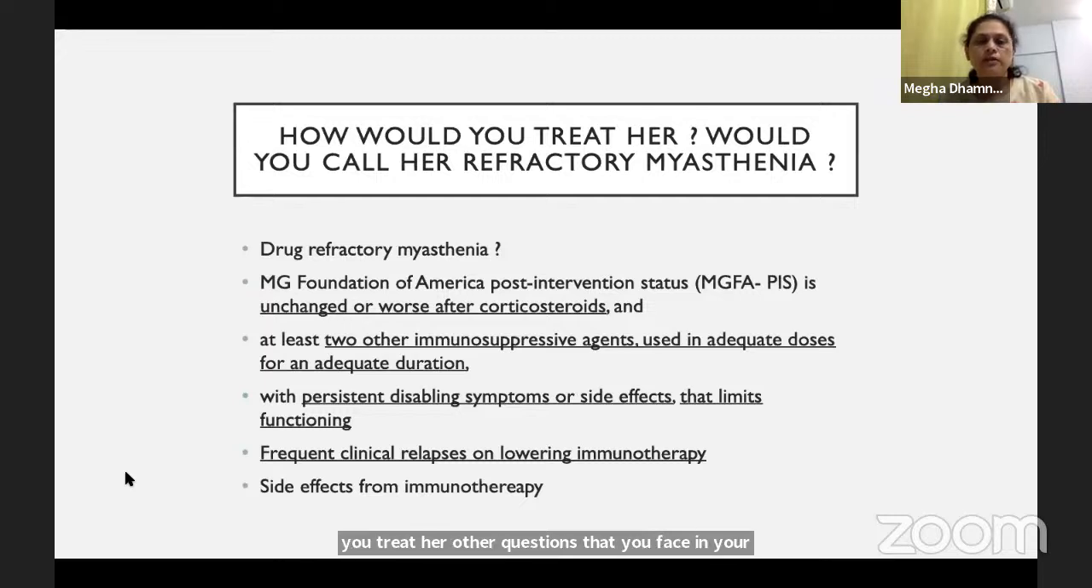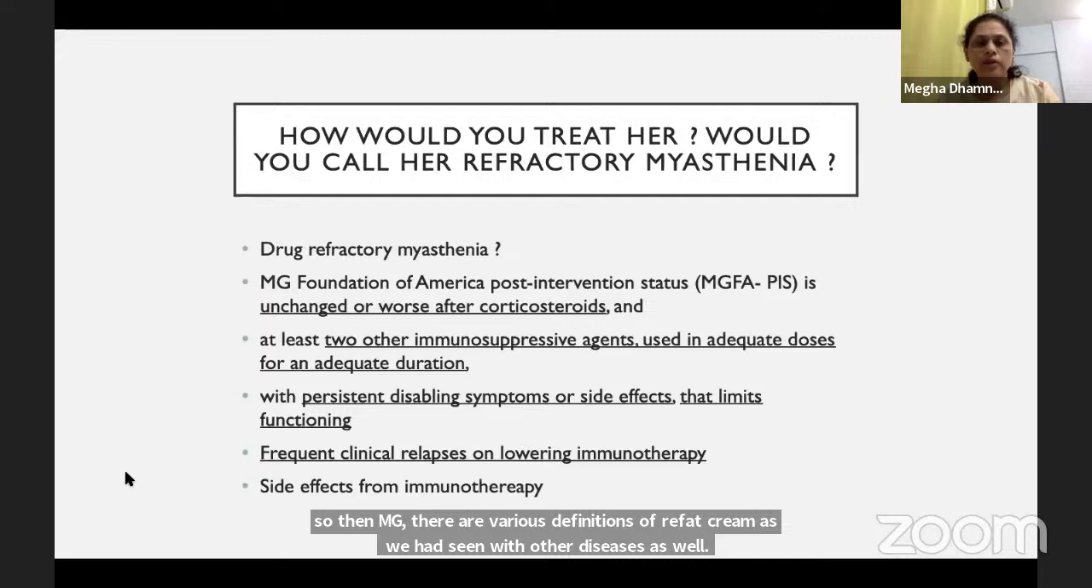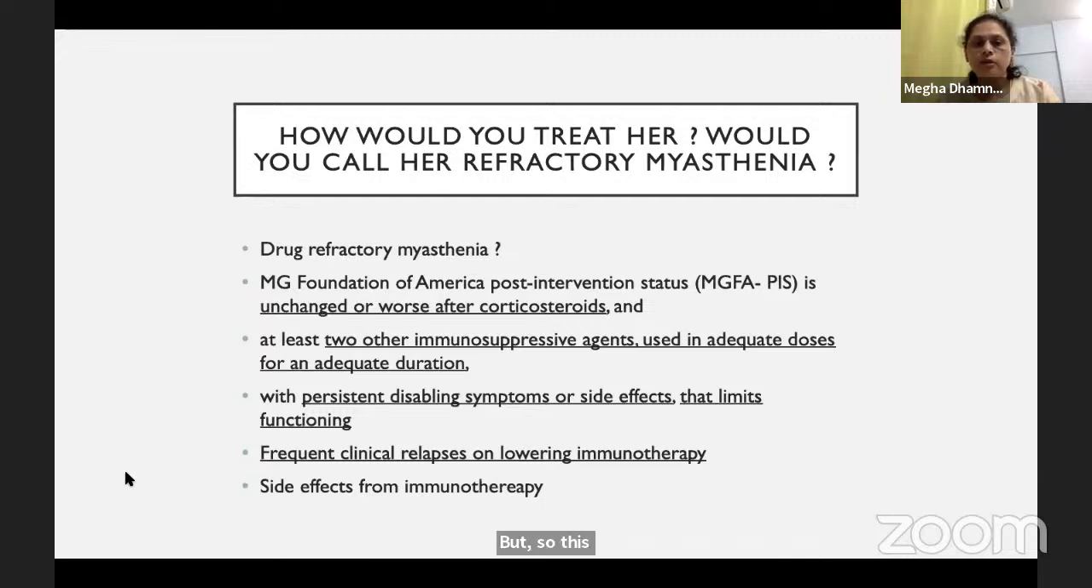There are various definitions of refractory myasthenia, as we have seen with other diseases as well. This definition suggests MGFA post-intervention status is unchanged or worse after corticosteroids, at least 2 other immunosuppressive agents used in adequate doses for an adequate duration, with persistent disabling symptoms or side effects that limit functioning, or frequent clinical relapses on lowering immunotherapy, and the patient has side effects from immunotherapy.